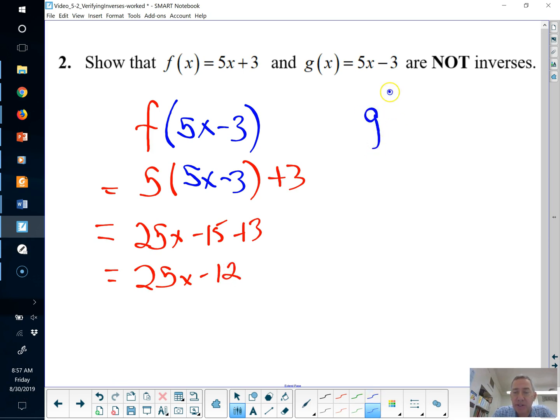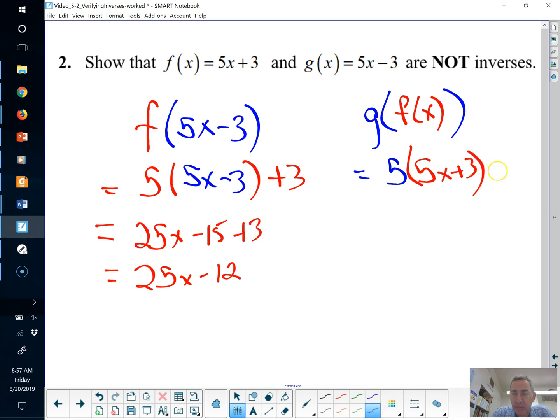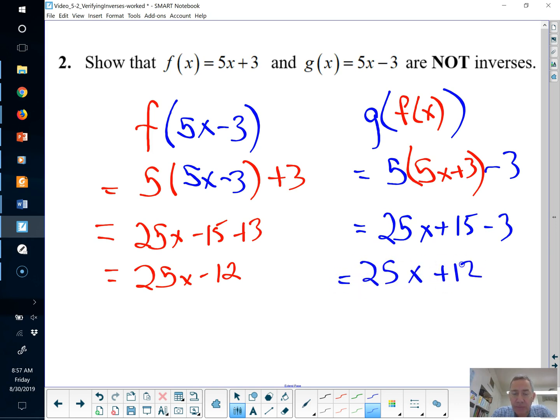Just to double check, g of f of x is 5 times 5x plus 3 minus 3. So that gives you 25x plus 15 minus 3. That gives you 25x plus 12. Neither one is x. Neither one is even equal to each other. Although 5x plus 3 and 5x minus 3 seem like they might be inverses, they are not. Not inverses.